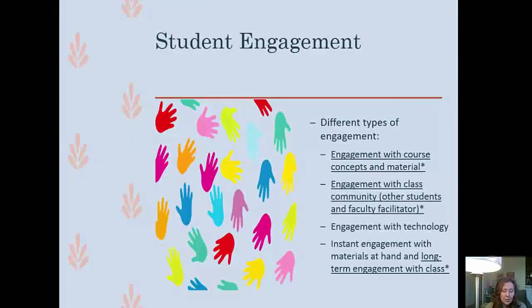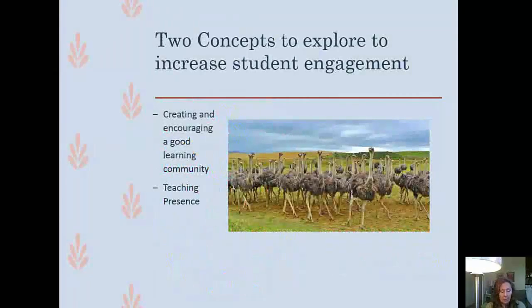However, because presence may not be synchronous or physical in distance courses, education can take on new meanings, and we need to structure our teaching a little differently. Let's first differentiate between different types of engagement in distance courses, which can include engagement with course concepts and materials, engagement with class community, other students and the faculty facilitator, and engagement with technology. This also may be categorized as instant engagement with materials at hand versus long-term engagement with the course. My focus will be more on engagement with course materials and class community in the long term.